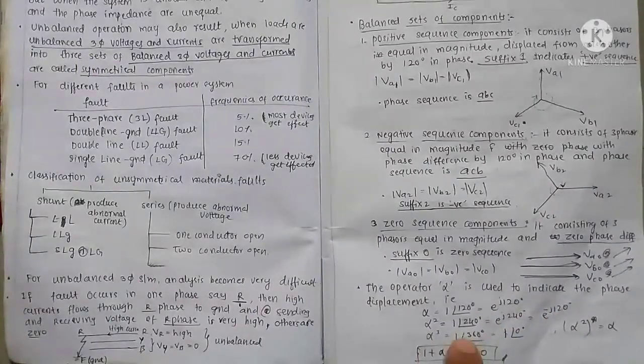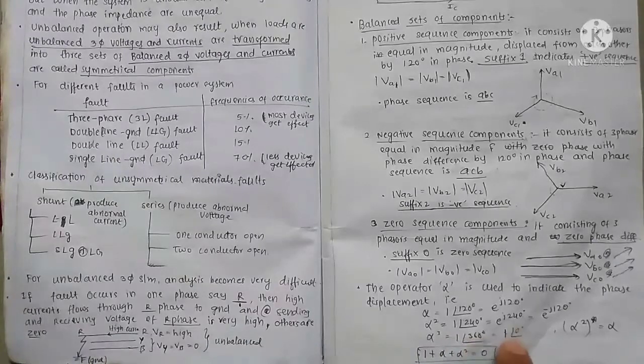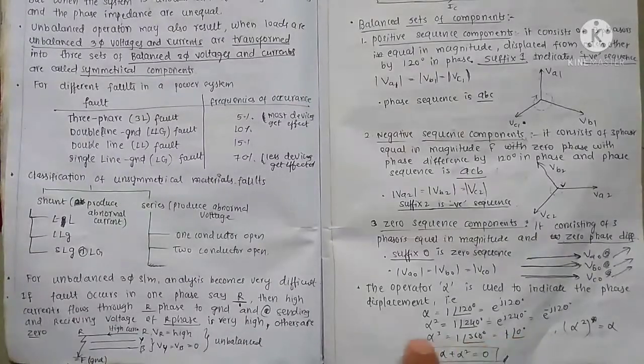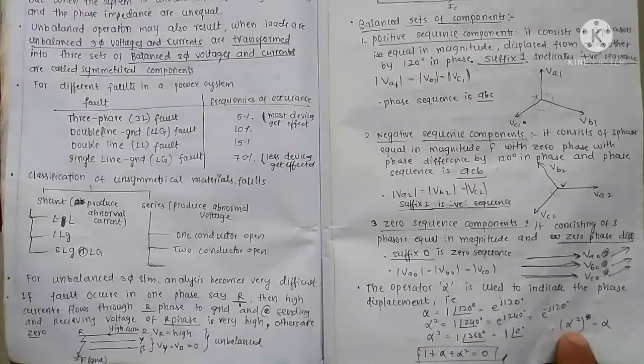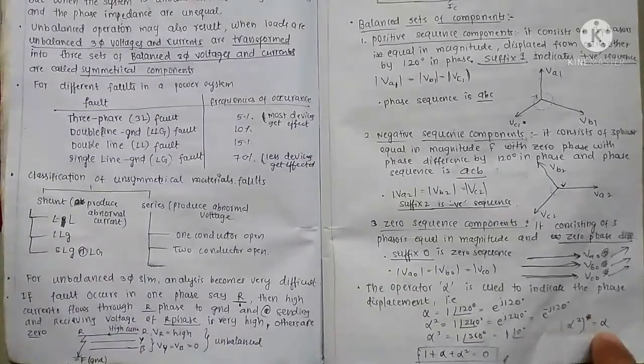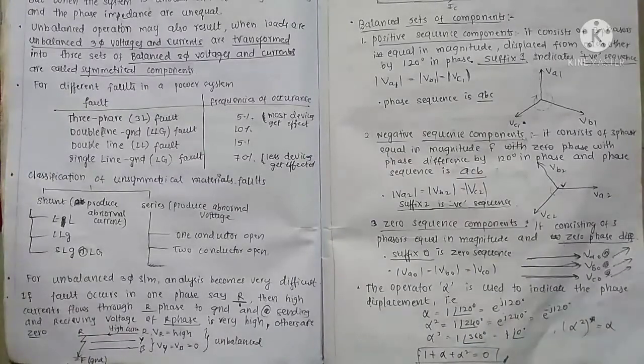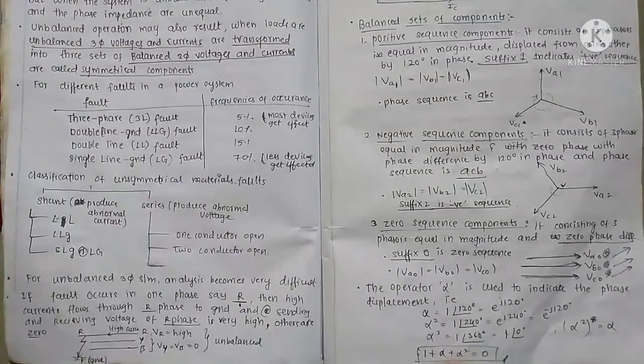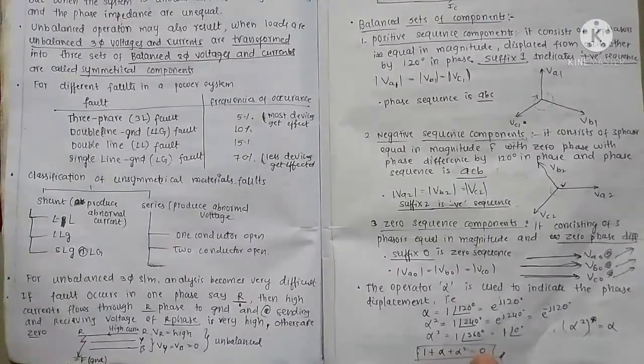And alpha cubed is equal to 1 angle 360 degrees, or 0 degrees, or we can just say alpha cubed is equal to 1. And the square of alpha squared is equal to alpha. This is also one of the important properties of alpha. And the sum 1 plus alpha plus alpha squared is equal to 0.